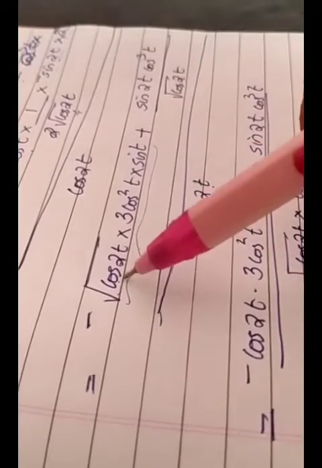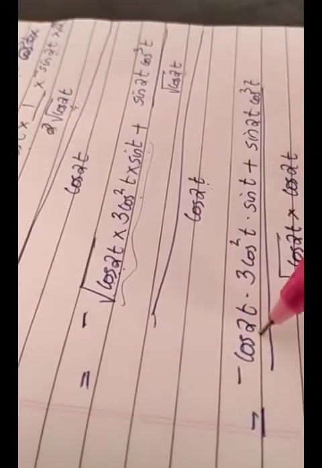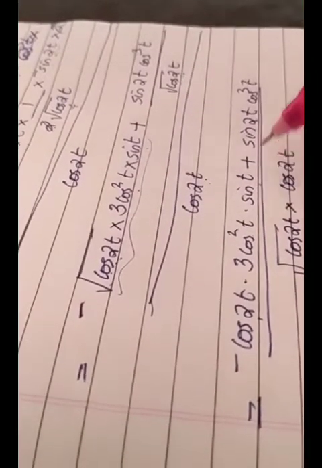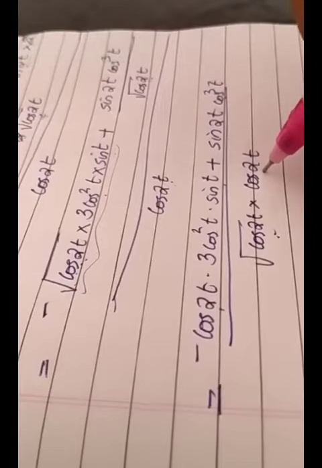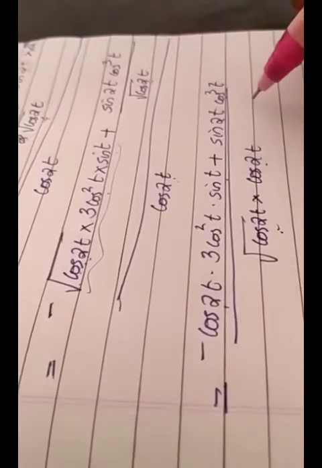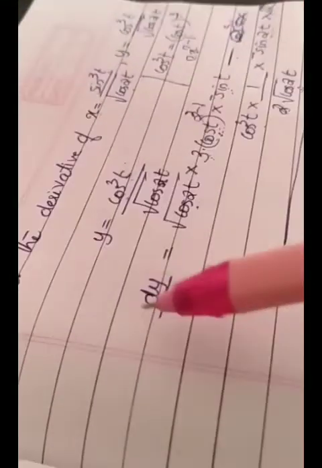Instead of taking the LCM, what we can do is just cross multiply these two terms. So root of cos 2t into 3 cos square t into sin t into root of cos 2t. Root of cos 2t into root of cos 2t gives you cos 2t. The other terms are the same, plus the second term is again the same. By this, root of cos 2t will be in the denominator, and there is already a denominator cos 2t, and that will also be in the denominator. Let this be equation number 1. This is just dy by dt.